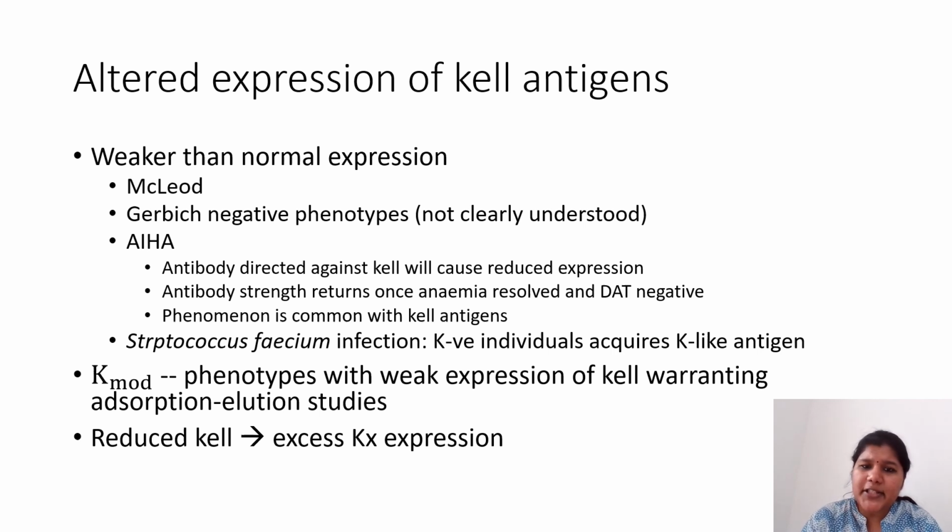Altered expression of Kell antigens can occur in the following situations. Well, first is the McLeod phenotype, which we saw in detail. Then people who are Gerbich negative phenotypes. Gerbich is another blood group system. Those who are Gerbich negative will also have a weaker expression of Kell. Then people with autoimmune hemolytic anemia. When the antibody is directed against Kell, there will be reduced expression. Antibody strength will return to normal once the anemia is resolved. This phenomenon is very common with Kell antigens.